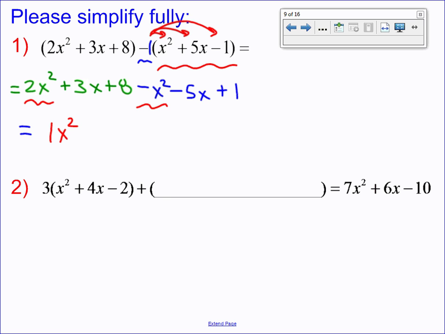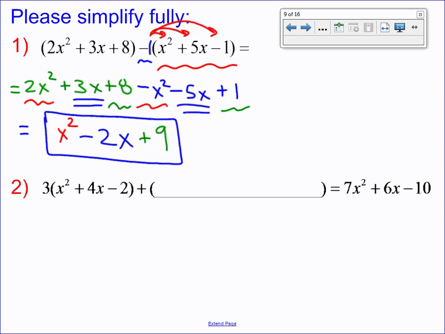Another pair of like terms? Yes, that's correct. Plus 3x minus 5x. Those are like terms, so we'll combine those as -2x. And then lastly, plus 8 plus 1 is plus 9. So my final answer will be x squared minus 2x plus 9. If we have a coefficient of 1 on a variable, we don't have to write it. So we don't have to write that coefficient of 1. And then we'll box our final answer.